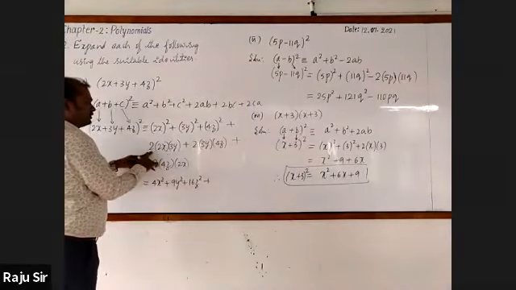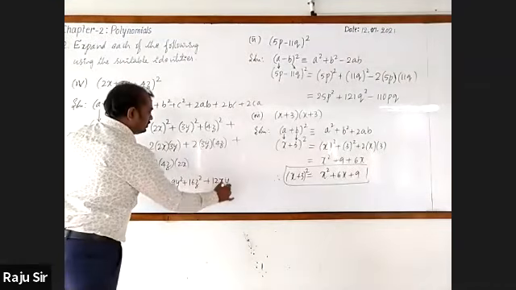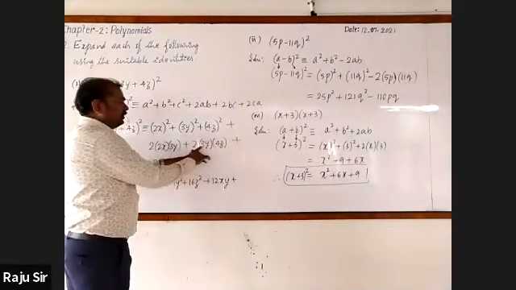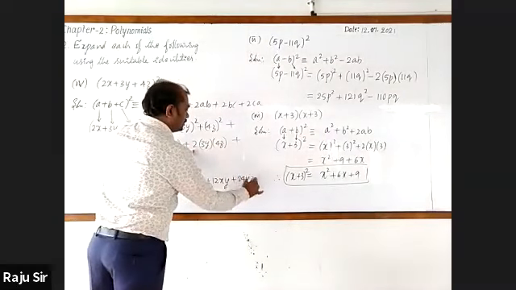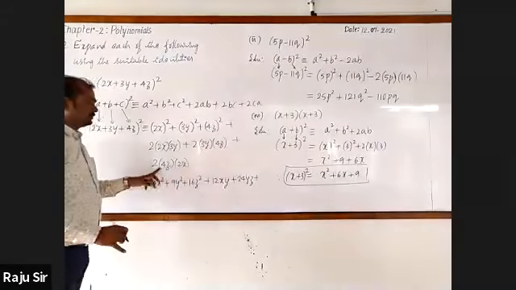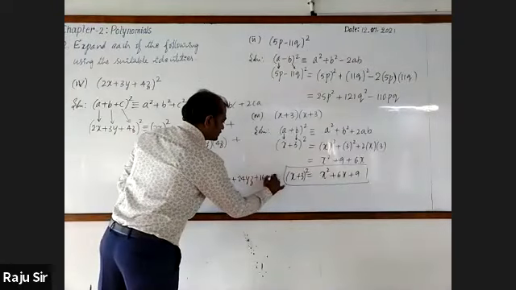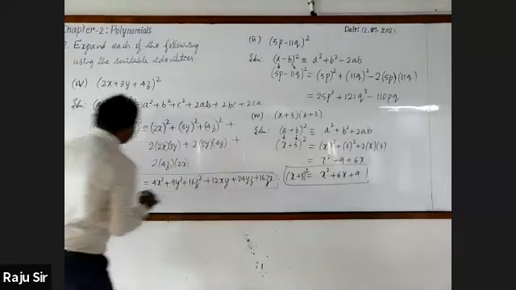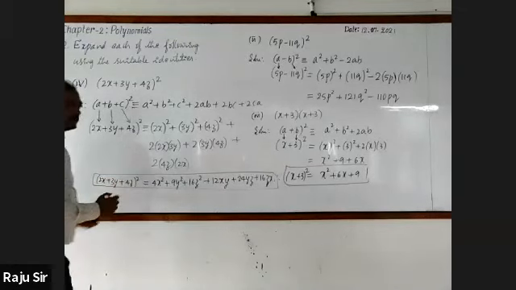Then 2 into 2x into 3y. Multiply the first numbers: 2 2s are 4, 4 3s are 12. 12xy. Then 24yz, plus 16zx. This is the expanded form of 2x plus 3y plus 4z whole square.